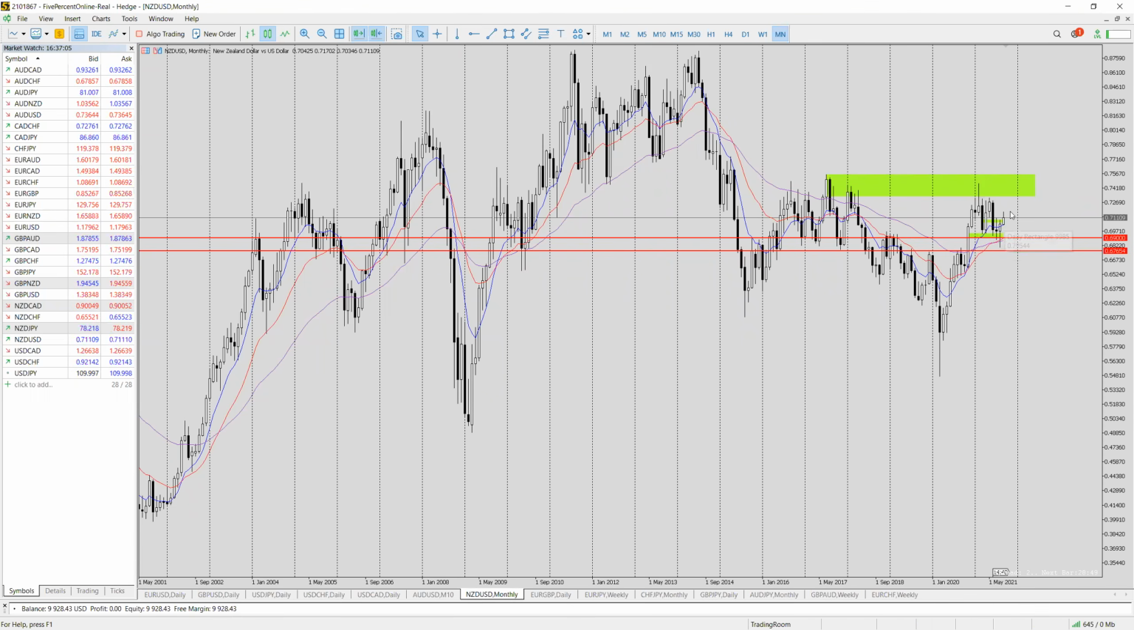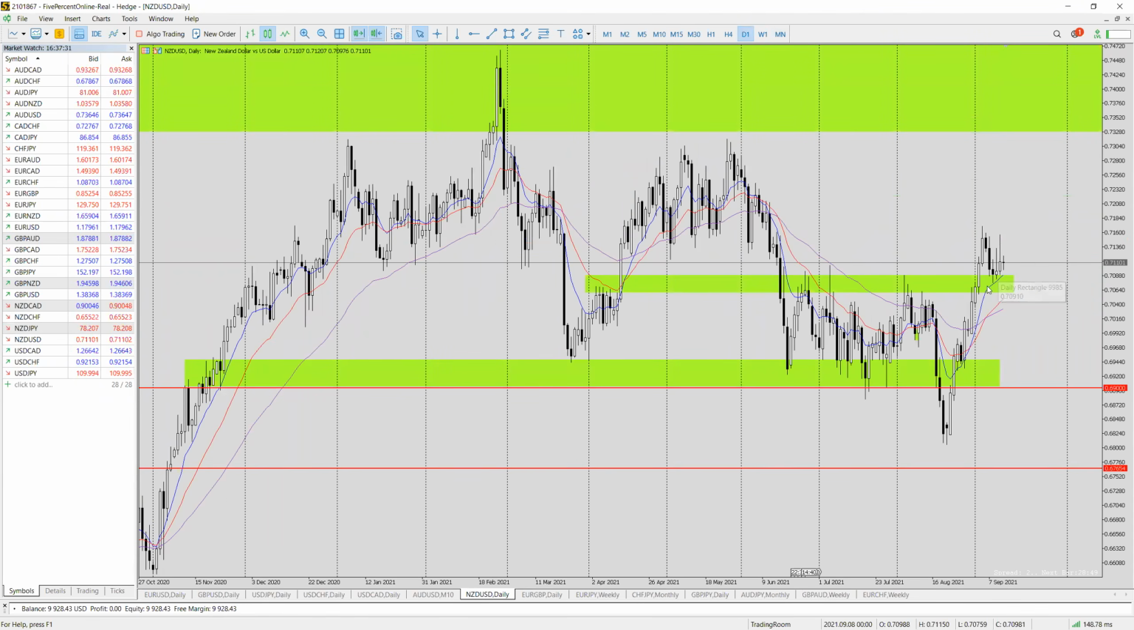So we could see the Kiwi dollar moving higher again, maybe retesting this demand zone, this supply zone again, and maybe even breaking out. It could take weeks and months, but I'm just saying it's a potential direction because of this reversal pattern, because the moving averages are starting to push higher now. And even on the daily chart, it starts looking a little bit more convincing.